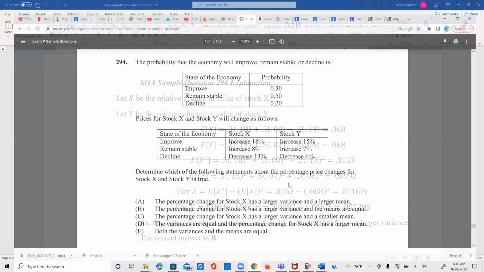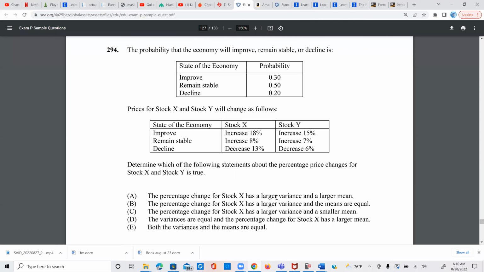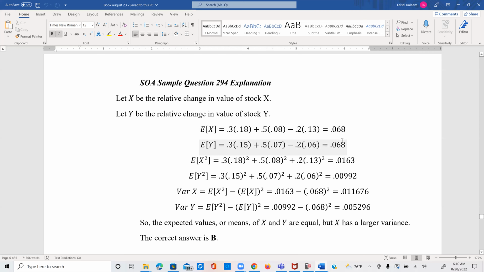So once we know that, okay, choice B says percentage change for stock X has a larger variance and means are equal. So means are definitely equal. And so it's either going to be B or E, because these are the only two choices in which the means are equal. You see the means are equal.